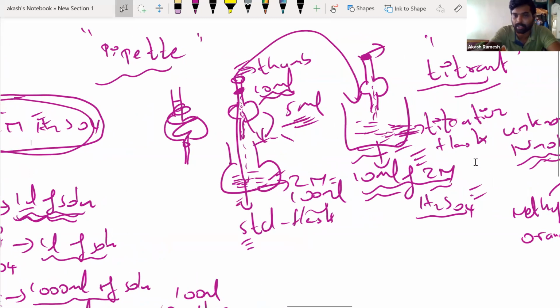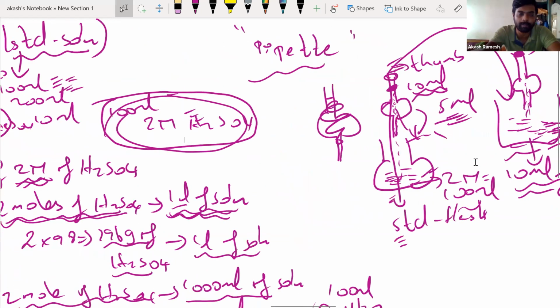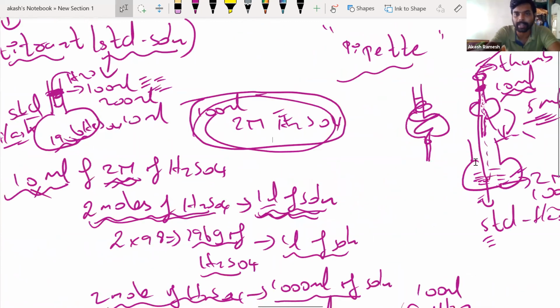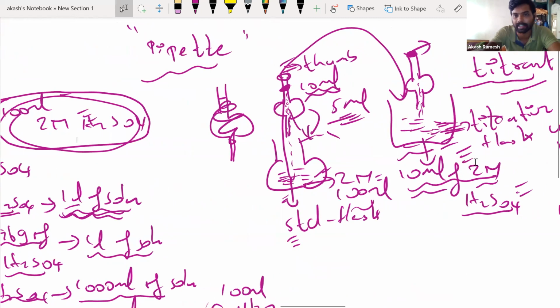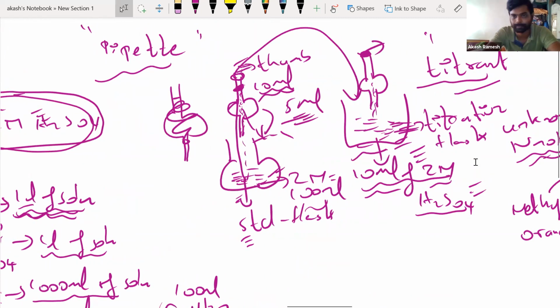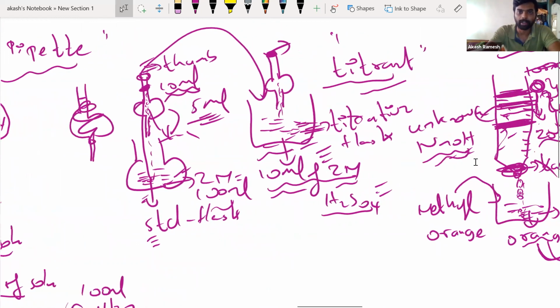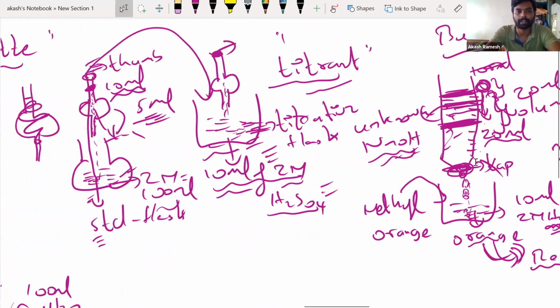So in this titration flask, I have 10 ml of 2M solution. Obviously, we prepared a 2M solution, but we have taken only 10 ml of this. So in this titration flask, all I have is 10 ml of 2M H2SO4. Now the pipette part is over. Now I have to go for the actual titration.